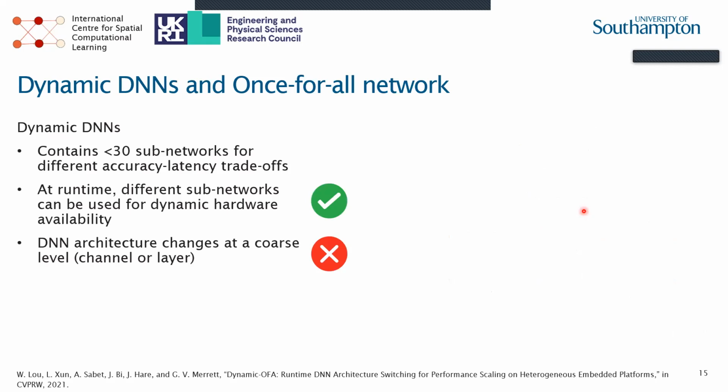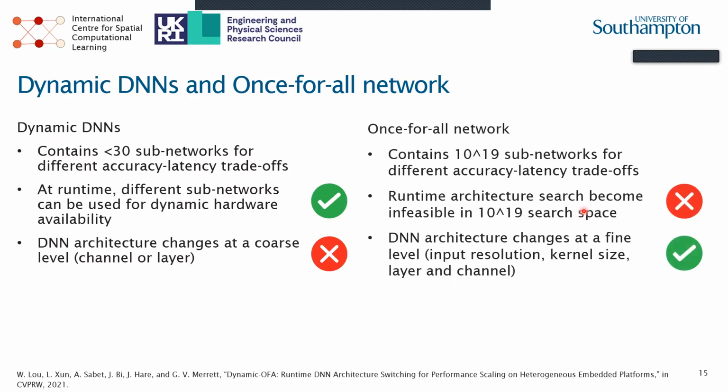Here we compare dynamic neural networks and Once-for-All networks. Generally speaking, a dynamic neural network contains less than 30 subnetworks for different accuracy and latency trade-offs. At runtime, different subnetworks can be used depending on hardware availability, right? But because of the way dynamic neural networks are trained, they can generally either change the number of layers or change the number of channels. So it's a coarser grain. It's not the most efficient configuration.